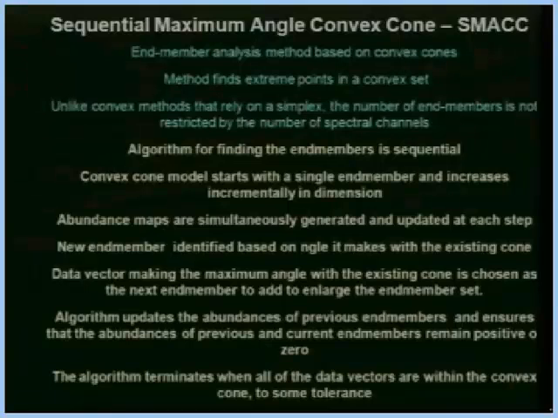Another major difference between PPI, to some extent N-FINDR, and SMACC is that the abundance maps are simultaneously generated as and when the end members are identified. It is a loop back mechanism where one end member is identified, it generates an abundance map, then the next end member is identified. Based on the angle it makes with the existing cone, the abundance map is updated. Like that it goes on until no more end members are generated. In fact, this is also one of the tools that are available in ENVI.